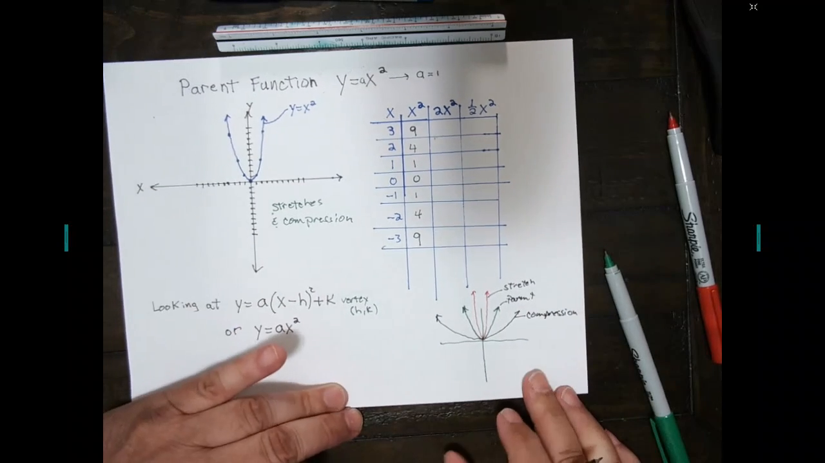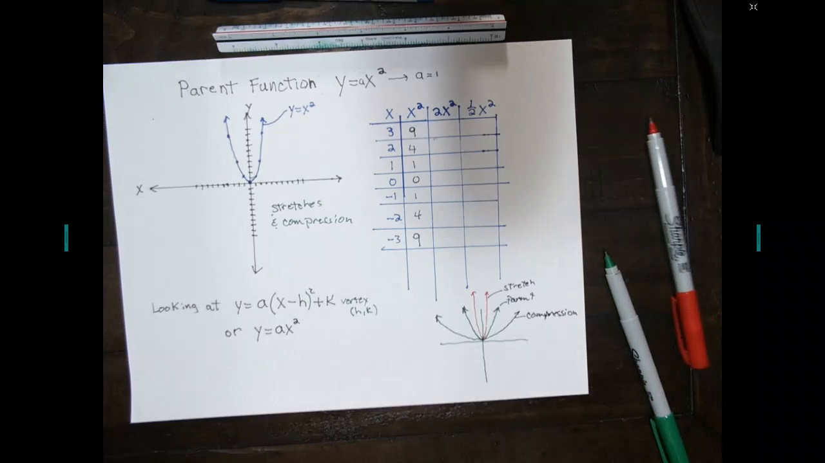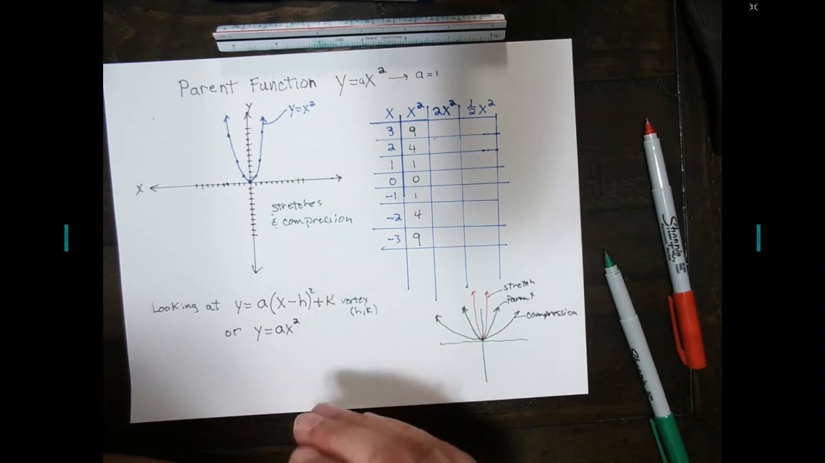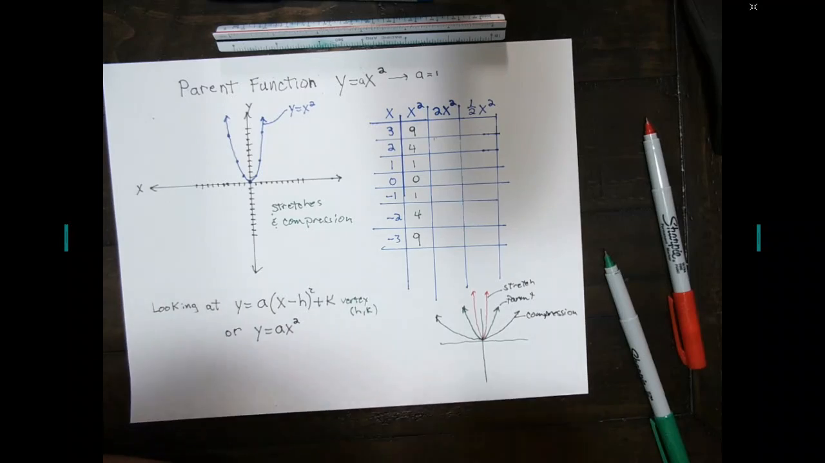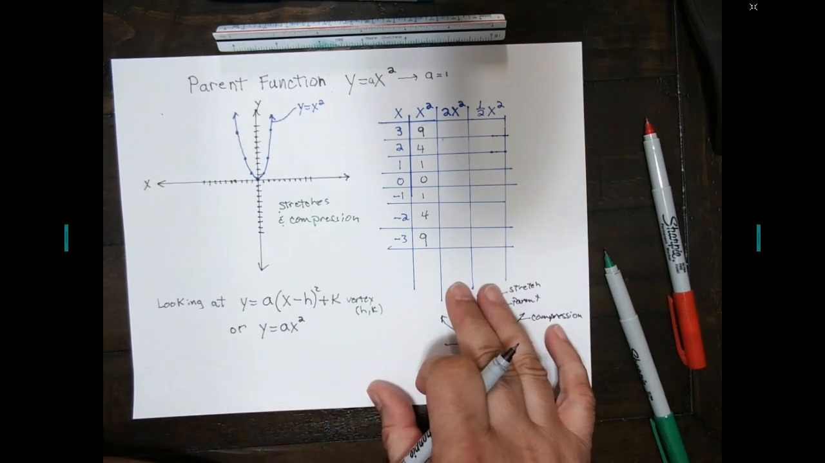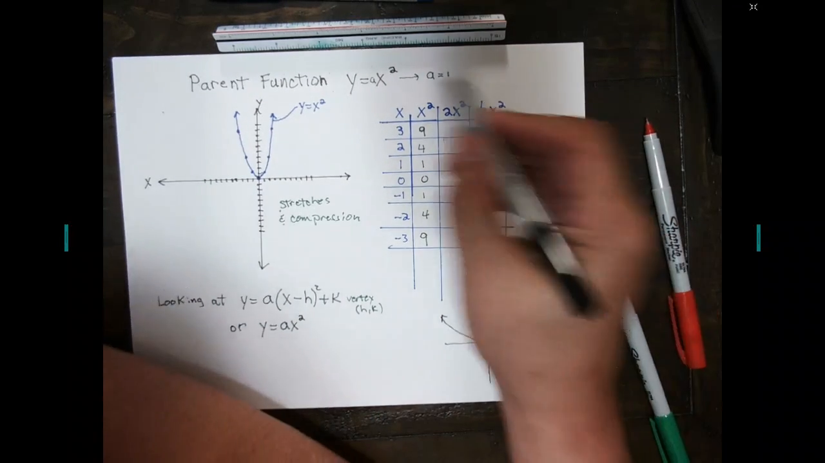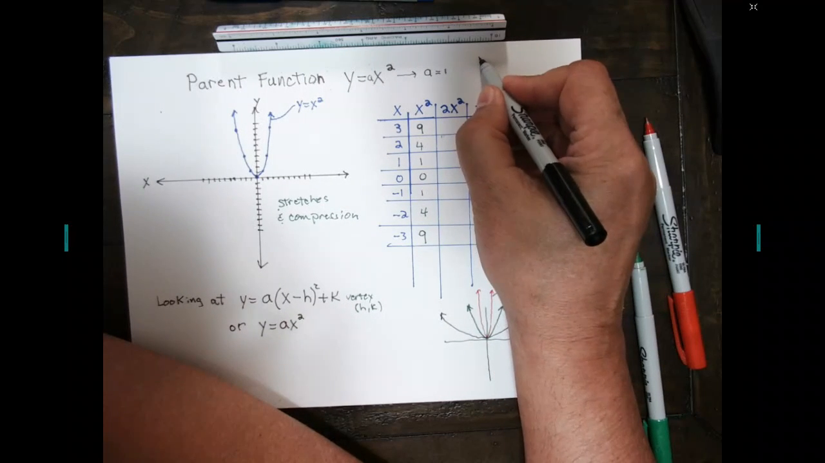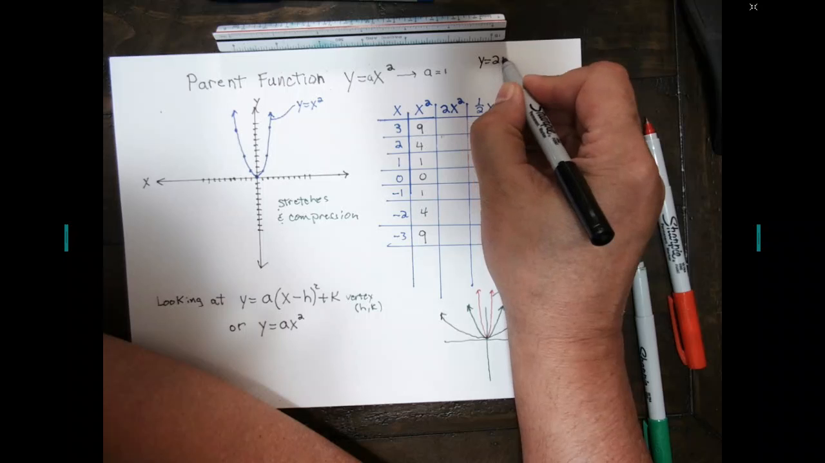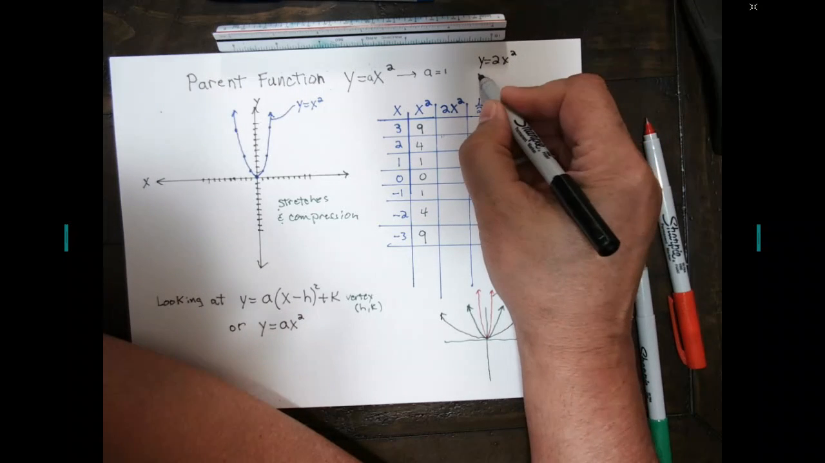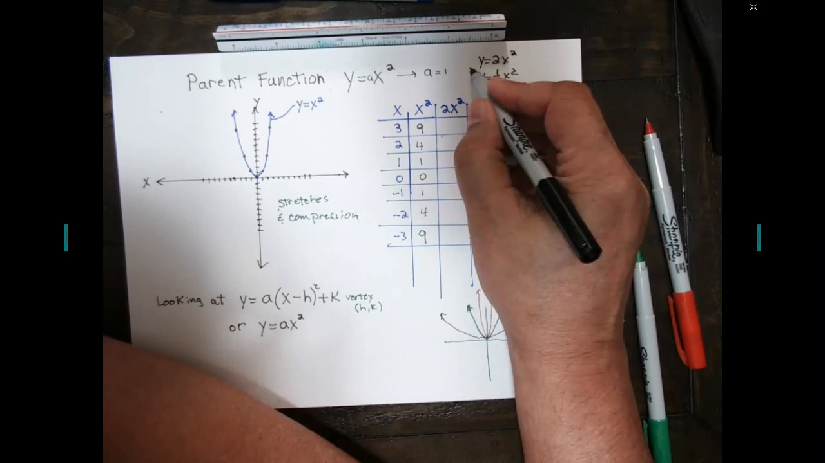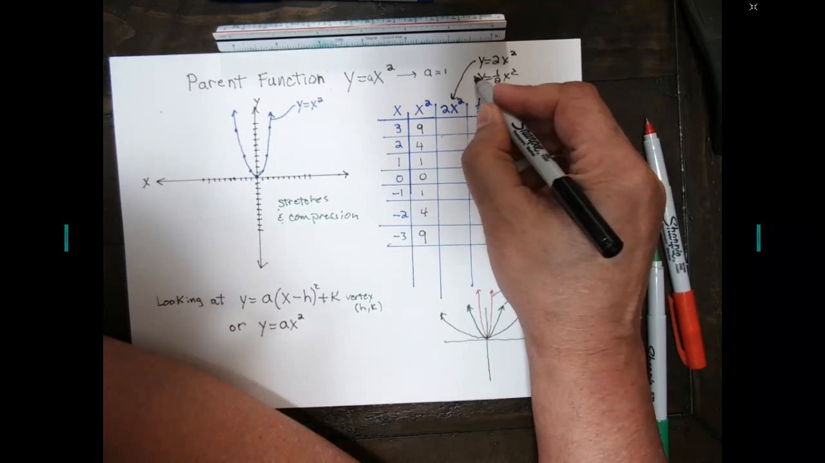Now I'm going to show you a couple rules for how to know which is which, but I want you to understand how to do this without actually knowing the rules. I want you to know how to figure it out on your own. And this is why I've created this table right here. I want to do our parent function, and then graph y equals 2x squared. And finally, graph y equals 1/2 x squared. That's why you see these entries in my table.